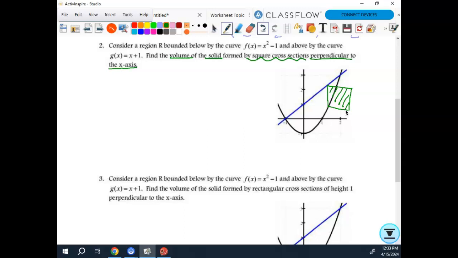And then I know that if I want the volume, oh my gosh, that's big. Okay. There we go. That right there, how do I find that? That purple line would be like the base of the square, the side length of the square.